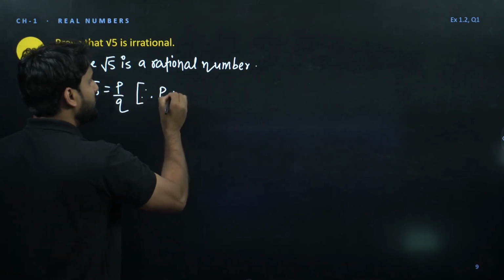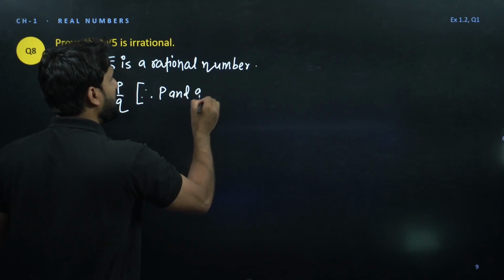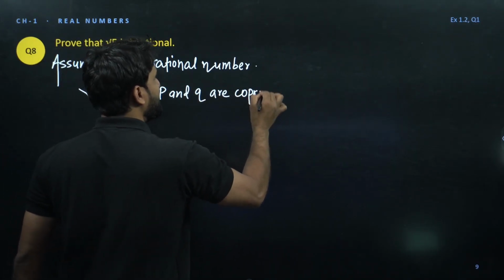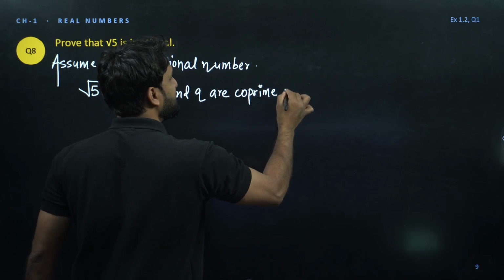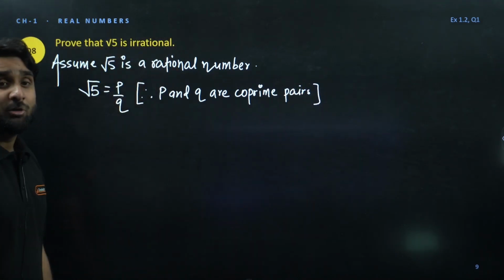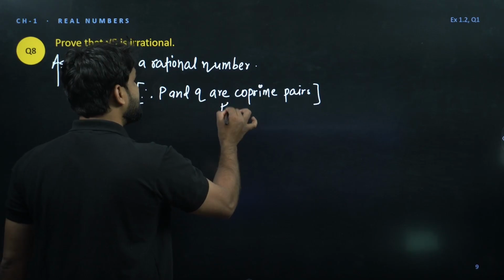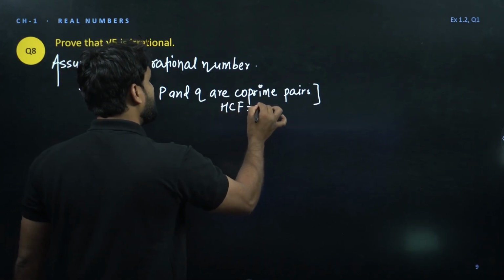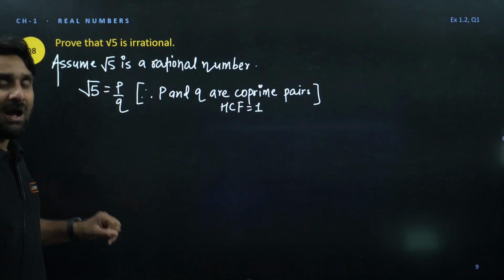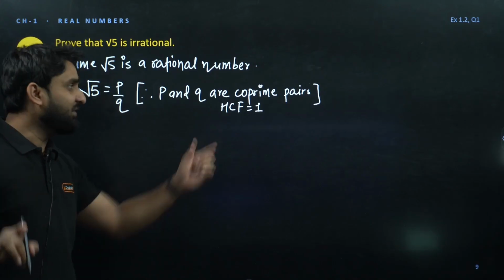P and Q are what type of numbers? They are co-prime numbers. We can say co-prime pairs. Come on, yaar. What do you understand by co-prime pairs? Co-prime pairs means they have HCF equal to 1. It means that P and Q are having only one common factor, which is 1.